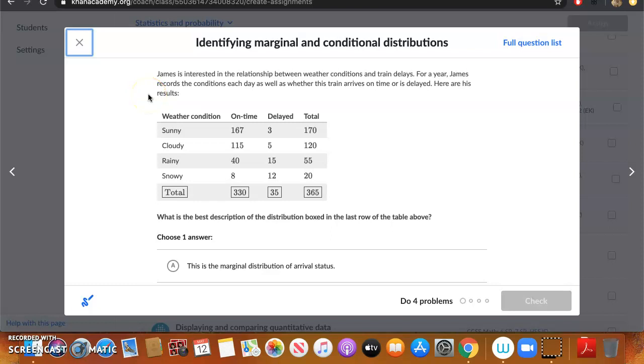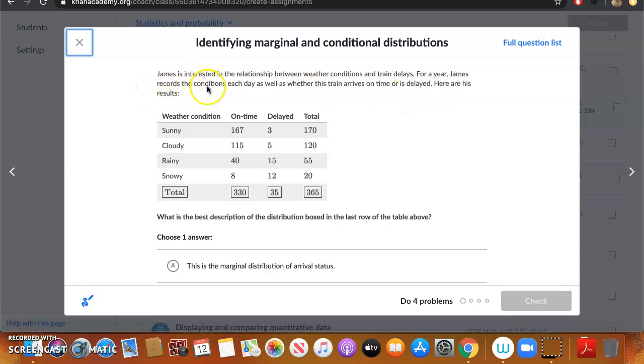Hi everybody. Today we're going to be looking at some problems that deal with marginal and conditional distributions. As we learned in class, remember, marginal distributions deal with either counts or percentages for one variable, whereas conditional distributions deal with one variable being some sort of a percentage of another variable. And we know that in two-way tables there are only two variables, right? They're both categorical. So let's take a look at the first problem here.